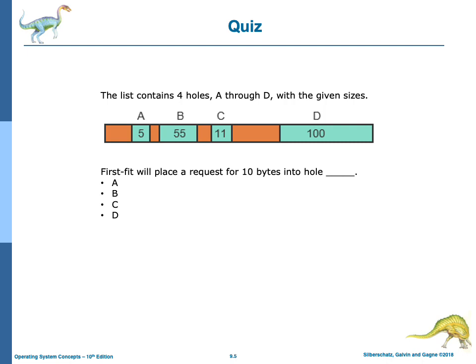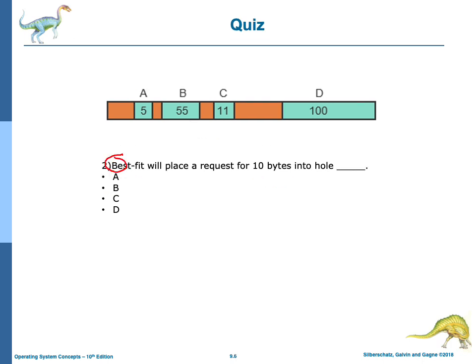And so if we have this list of 4 holes, A to D, and these are their corresponding sizes, if we were using first fit and we want to allocate space for a process of size 10 bytes, then we start searching either from left or right, it doesn't matter. So let's say that the algorithm will start from left to right, and then we found the hole A, but it's not big enough. Then we find the hole B, where we see that 10 can fit in B, so we're gonna pick B.